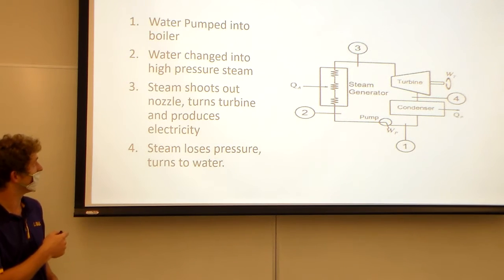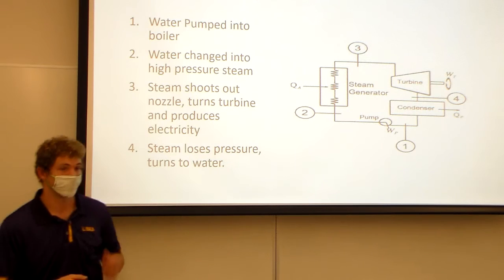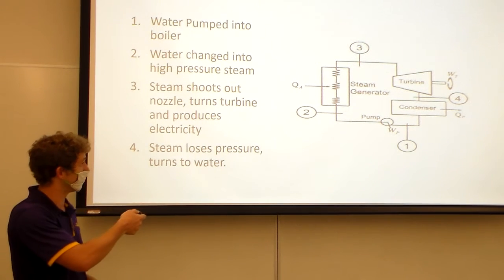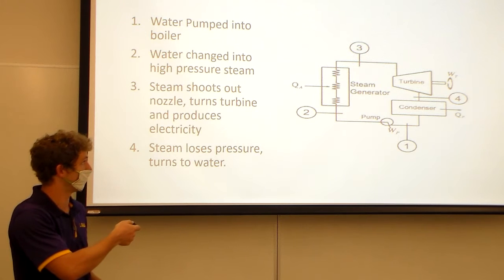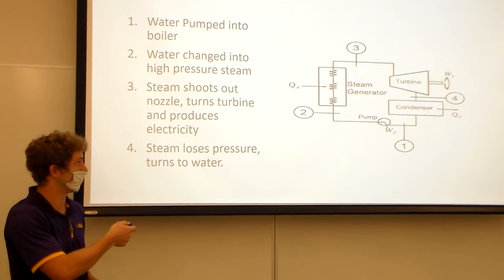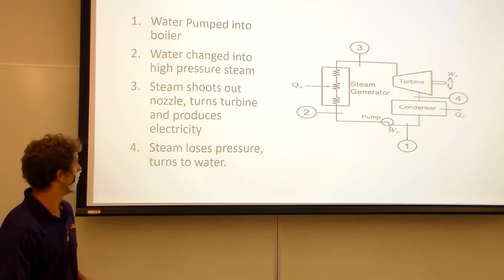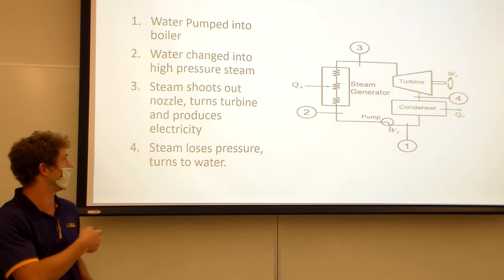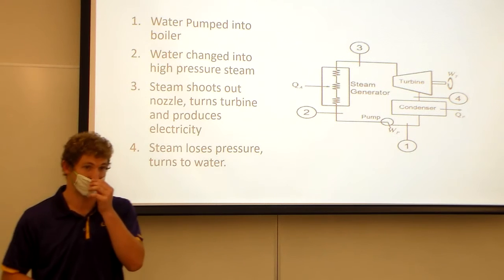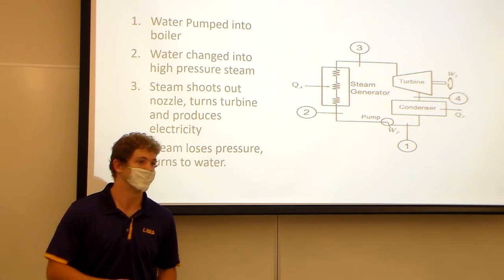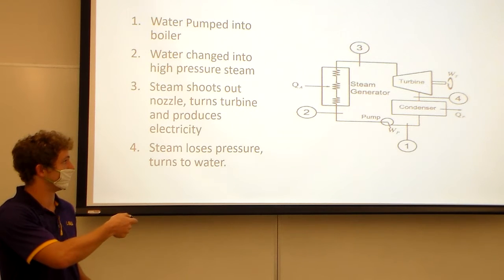The second step is water being changed into high pressure steam. It goes through a steam generator, and it needs to turn into steam so it can run the turbine. So 1 is the pump, 2 is through the steam generator, the heat exchanger here. 3, then steam shoots up the nozzle and turns the turbine, which produces electricity. You can see this depiction here.